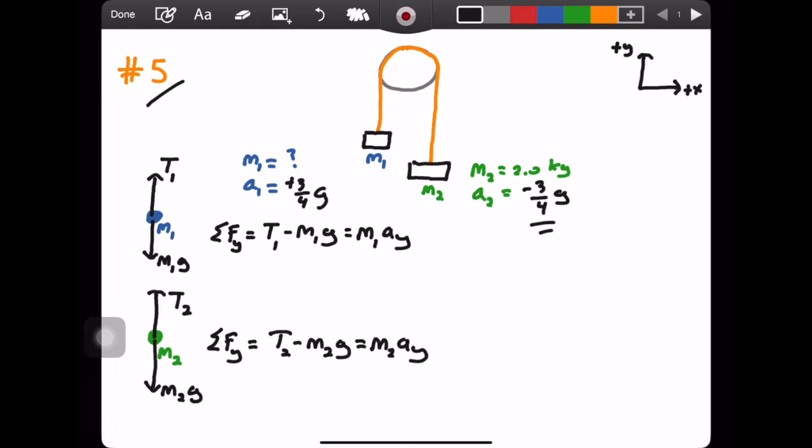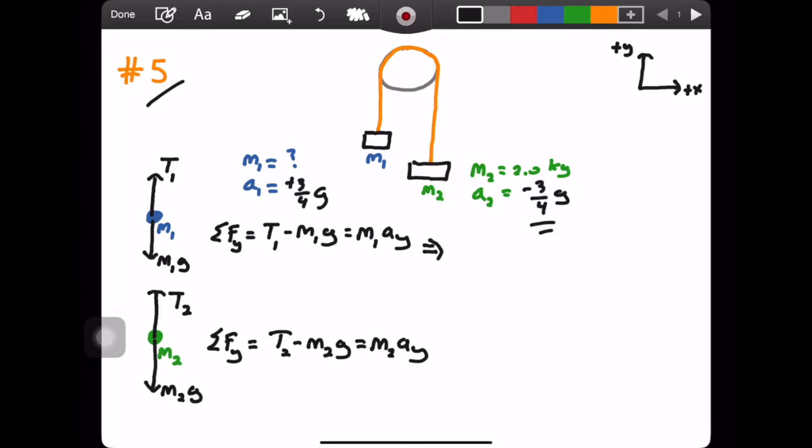So now what we need to do is some algebra. And the key move here is that because it's an ideal rope, the tension is preserved throughout, which is to say that the tension T1, which is the upward tension force on mass 1, is equal to the tension force T2, which is the upward tension force on mass 2. So what I'm going to do is take both of these equations and rewrite them in terms of the tension.